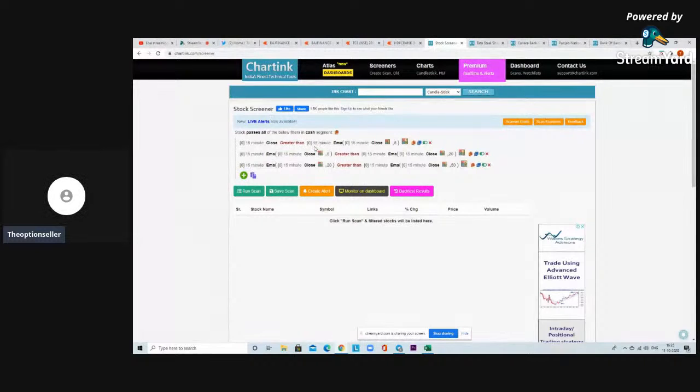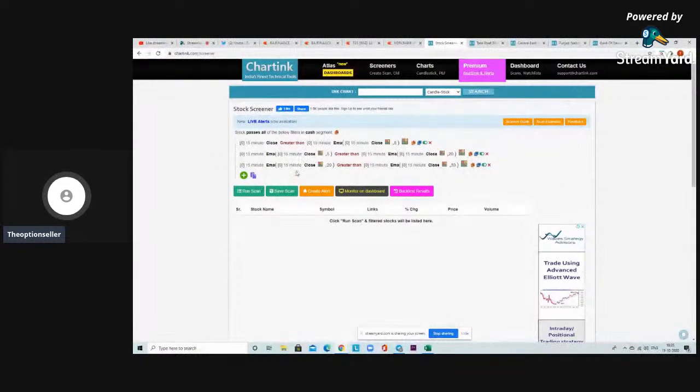Once you know which stocks are bullish and bearish, for bullish stocks you can just set up this scan and create an alert. You'll obviously have to subscribe to the premium membership, but if you do, it will keep giving you alerts for all the bullish signals and bearish signals.